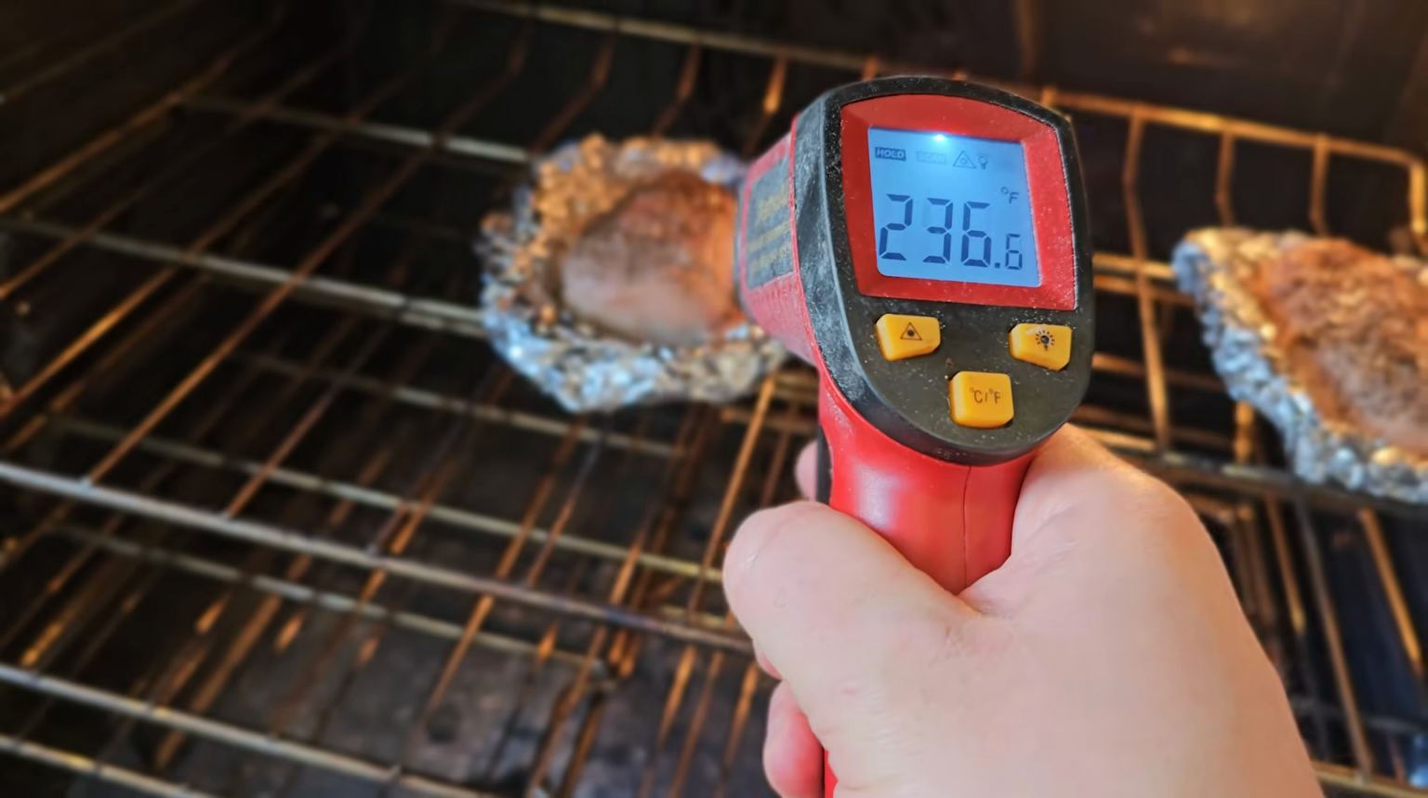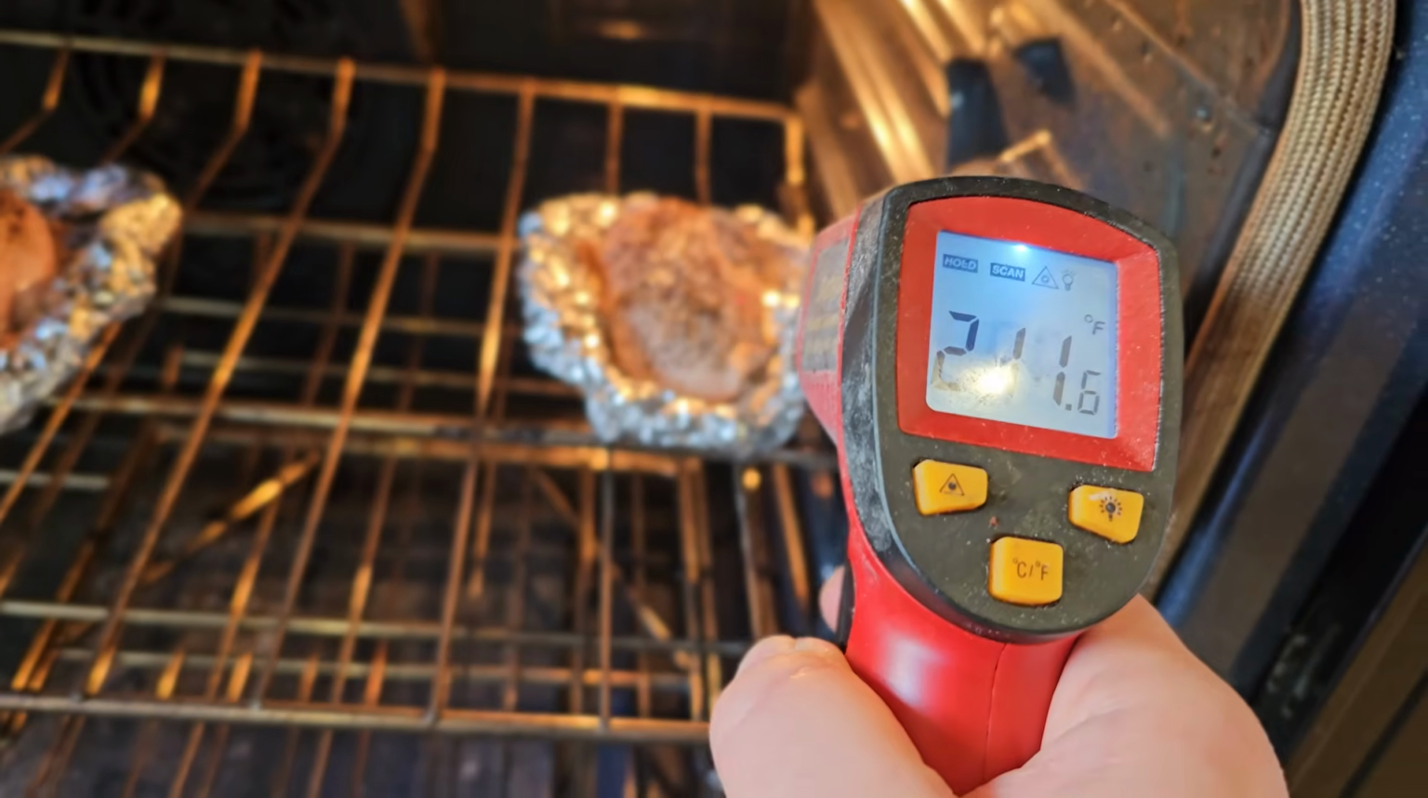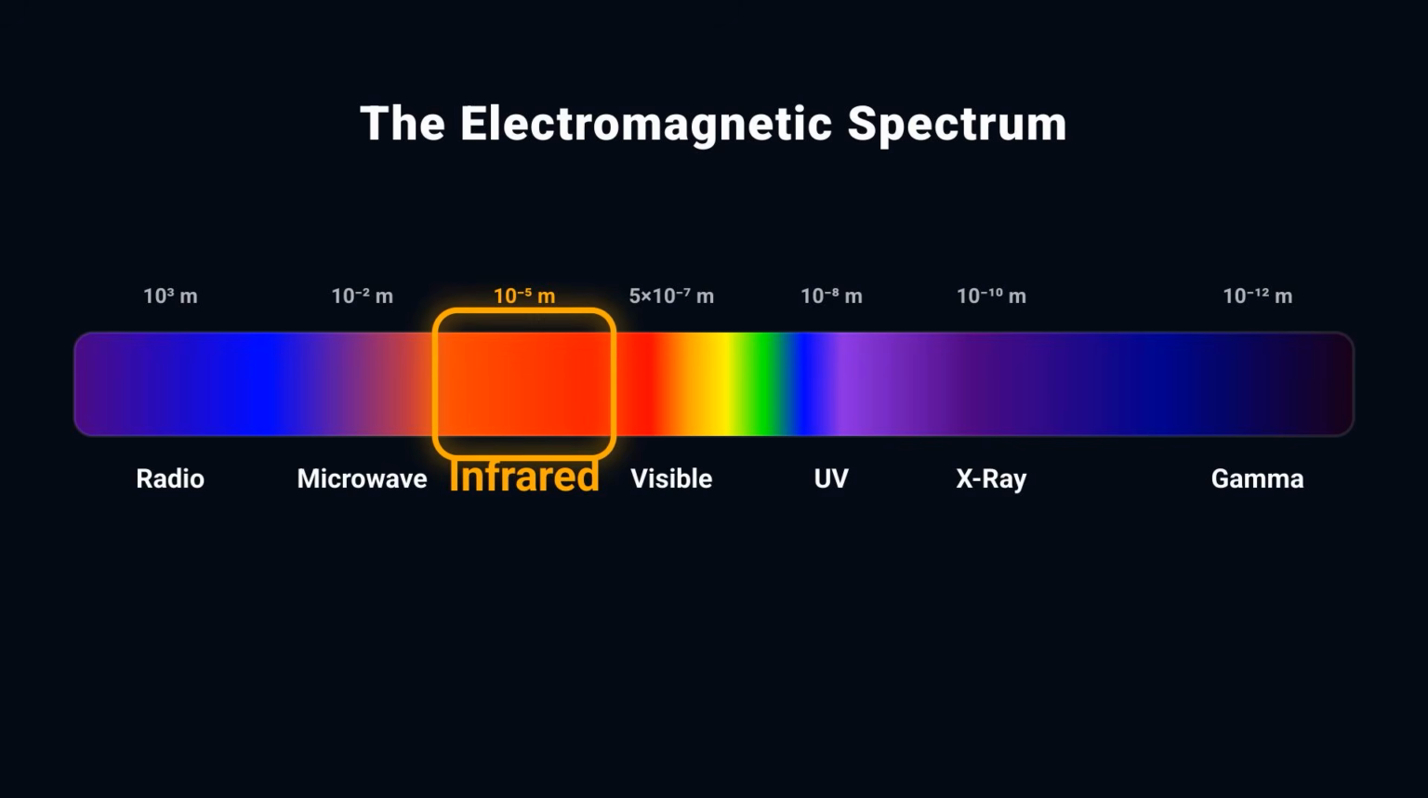It's mostly just a transfer of energy from object to object. Everything emits infrared radiation. Yes, you are emitting infrared radiation right now. But when something gets really hot, it emits exponentially more radiation.